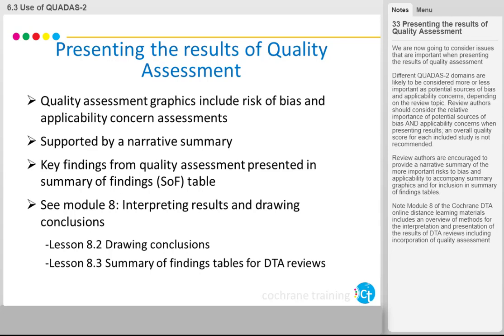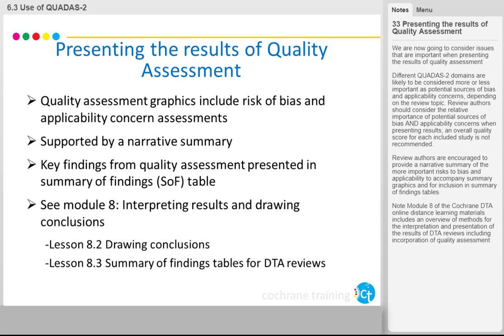We are now going to consider issues that are important when presenting the results of quality assessment. Different QUADAS-2 domains are likely to be considered more or less important as potential sources of bias and applicability concerns depending on the review topic. Review authors need to consider the relative importance of different sources of bias and applicability concerns when presenting their results. An overall quality score for each included study is not recommended. Review authors are encouraged to provide a narrative summary of the more important risks to bias and applicability to accompany summary graphics and for inclusion in summary of findings tables.